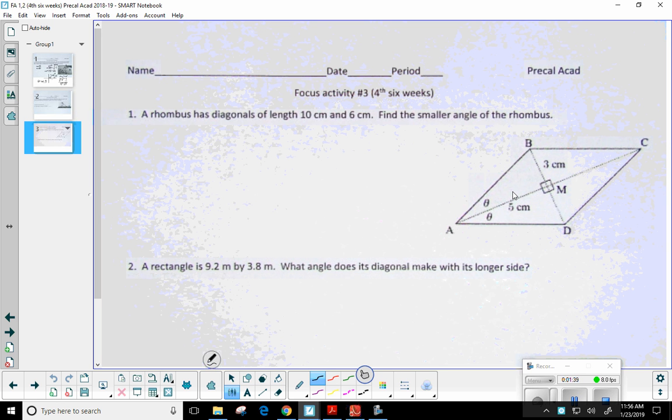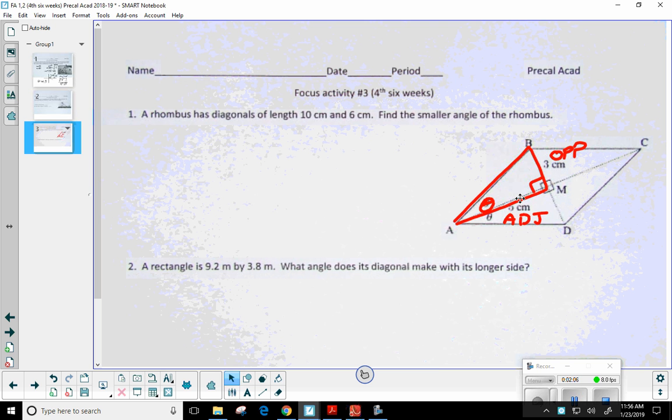Okay. Now, let's see. We've already got a right triangle formed. Let me go ahead and highlight this. Okay. So we're talking about this guy right here. So we're trying to find theta. Now, the nice thing is I've already got two sides, and they happen to be the legs. So we have the opposite, and we have the adjacent.